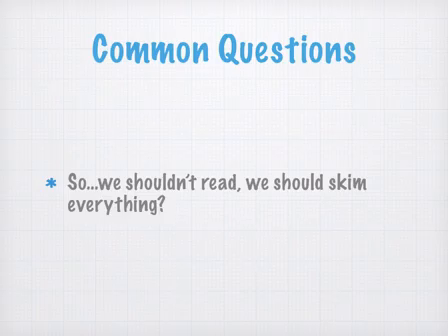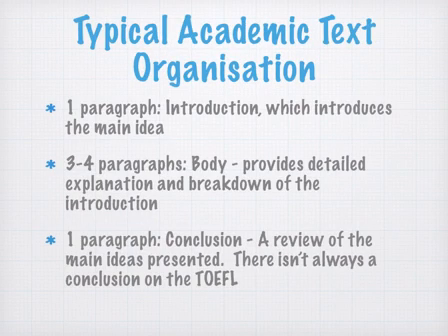With the academic text, we need to be aware of the organization of these academic passages that we're going to be looking at. The first paragraph is generally going to be the introduction, which will introduce the main idea that the passage will discuss in detail later on. There will be 3 or 4 body paragraphs of the academic text, and these will provide a detailed explanation and a breakdown of the ideas that were mentioned in the introduction.